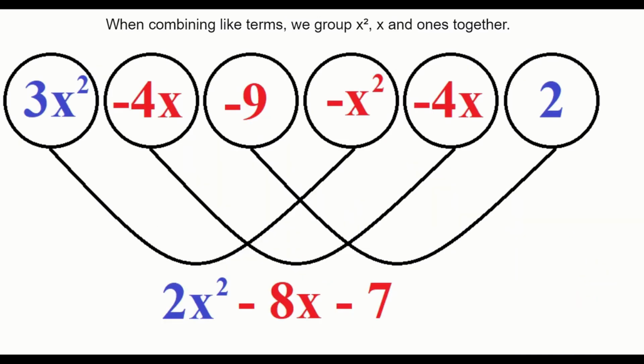In conclusion, when combining like terms, we want to group like tiles together. We're going to group x squares together, we're going to group x's together, and we're going to group 1's together.